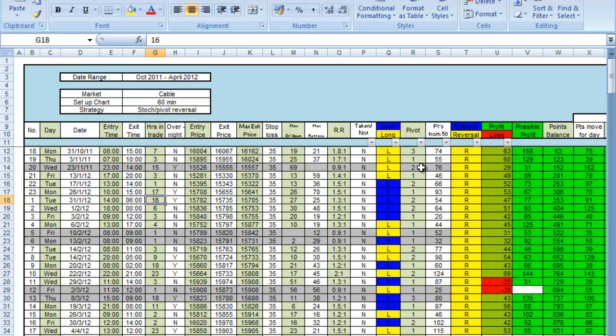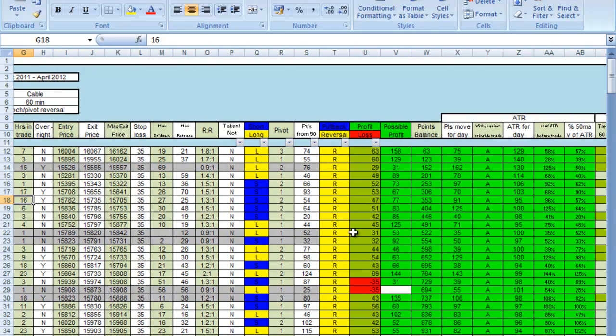Short or long. Pivot levels. This is the pivot that we're actually bouncing off, whether it be DS3 or DR3. I haven't bothered to put the DS or the DR on because that's determined by whether it's a long trade or a short trade. Moving along.